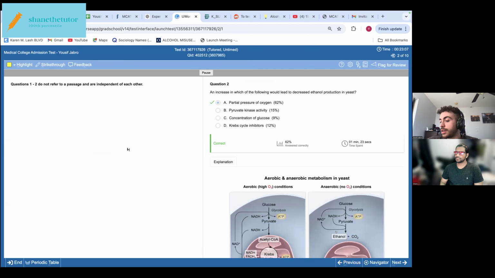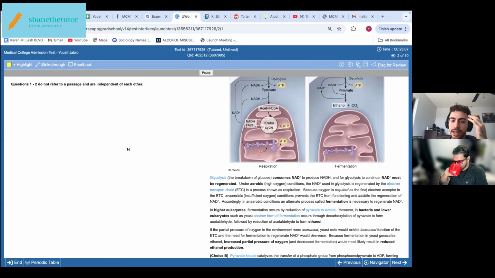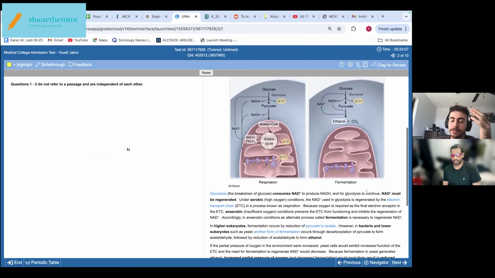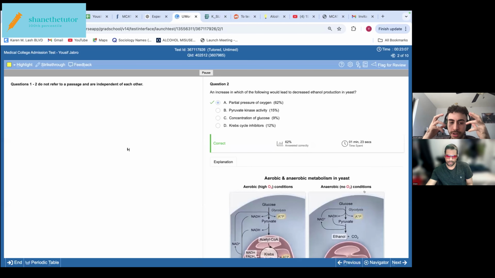I had a question on the difference between aerobic and anaerobic metabolism, and how that relates to the electron transport chain. I'm having trouble picturing all that. Like what happens if you turn this off or if you don't have enough of this. I kind of just guessed on this question. I don't really know. It says which of the following would decrease ethanol.